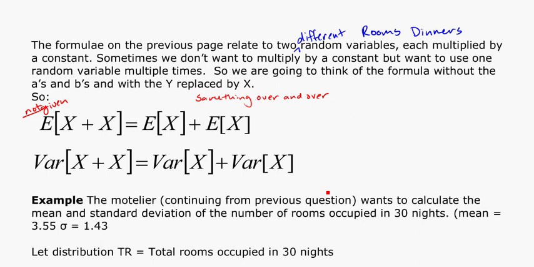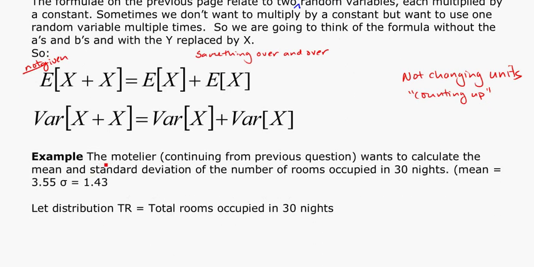So in a sense, we're counting things up and we're not changing the units. You can almost think about it as counting up instead. So as an example, continuing with the previous question, the Montpellier wants to calculate the mean and standard deviation of the number of rooms occupied in 30 nights. Remember that mean was 3.55 and the standard deviation was 1.43 for one night. So let's call the distribution TR, for the total number of rooms occupied in 30 nights.